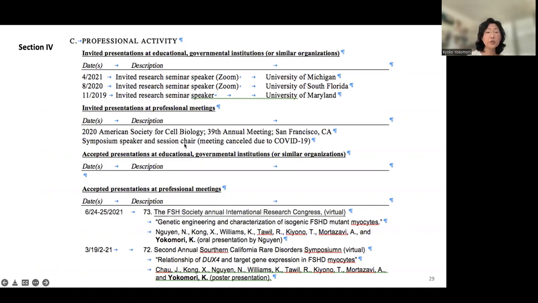So put those in, and having these really is good evidence of your national and international recognition. For regular professional meetings, where you submit abstracts and get accepted to give talks, those do not go here, but in the section on accepted presentations at professional meetings. Please do not mix them up, and keep them separate.